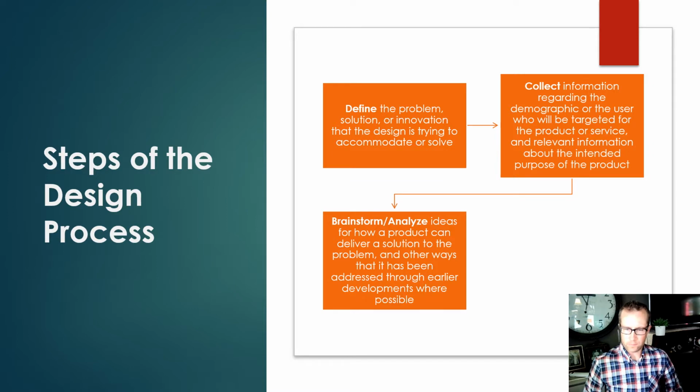Now, whether you're an engineer or a designer or a technologist, there are steps to the design process that you need to follow in order to be successful and the most efficient at how you're going to produce something. First step is defining the problem or the solution, the innovation, what it is that is the motivation for creating what it is that you're designing, what the problem is that you're trying to accommodate or solve.